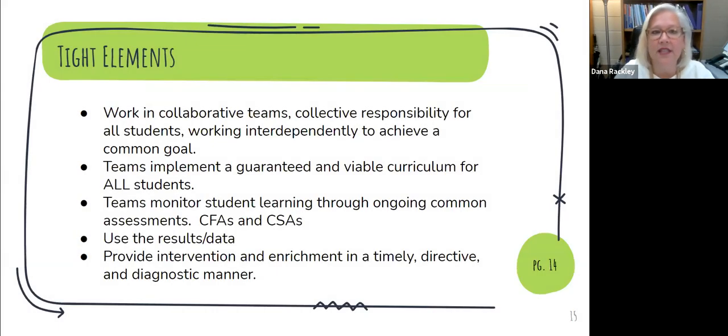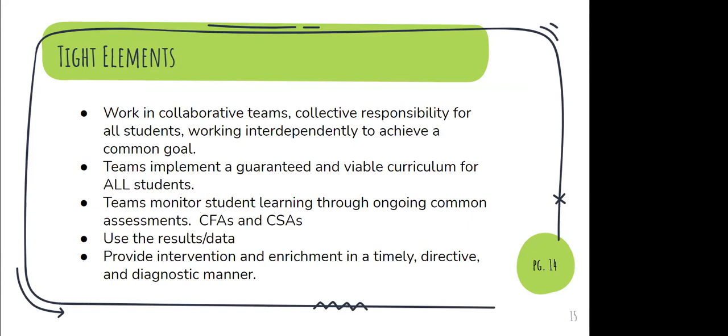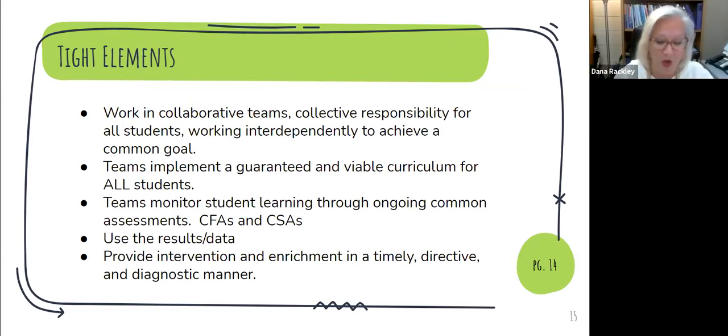The tight elements, these are the things that Solution Tree says we need to keep tight. We need to work in collaborative teams, collective responsibility for all students working interdependently to achieve a common goal. Sounds just like our definition of team. Teams implement a guaranteed and viable curriculum for all students. It doesn't matter which kindergarten teacher they have. Whichever classroom my child is in, they're going to get that same curriculum.